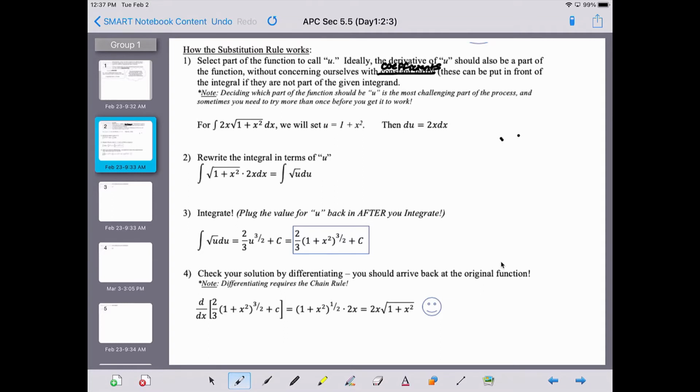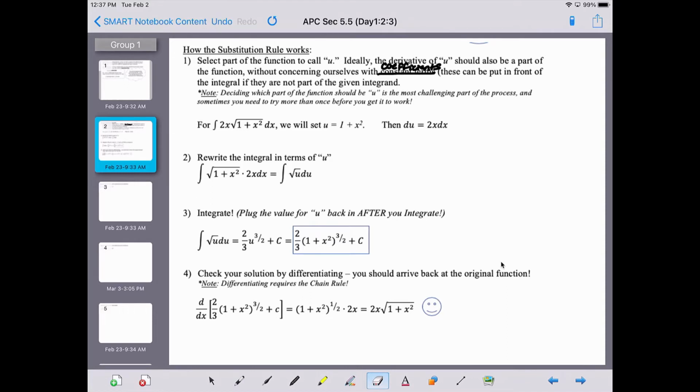And it says, note, deciding which part of the function should be u is the most challenging part of the process. And sometimes you need to try more than one thing before you get it to work. So just keep in mind, a lot of these problems, it takes more than one try to get it right. So don't give up, just erase and try something else.